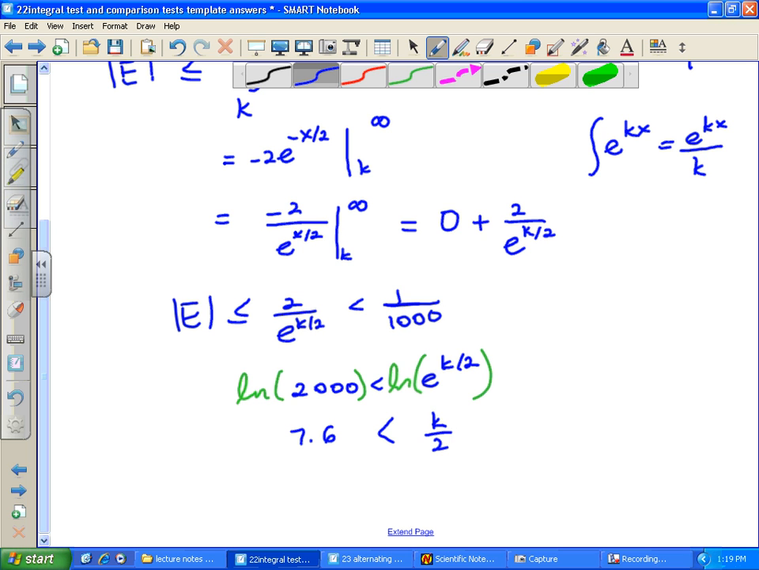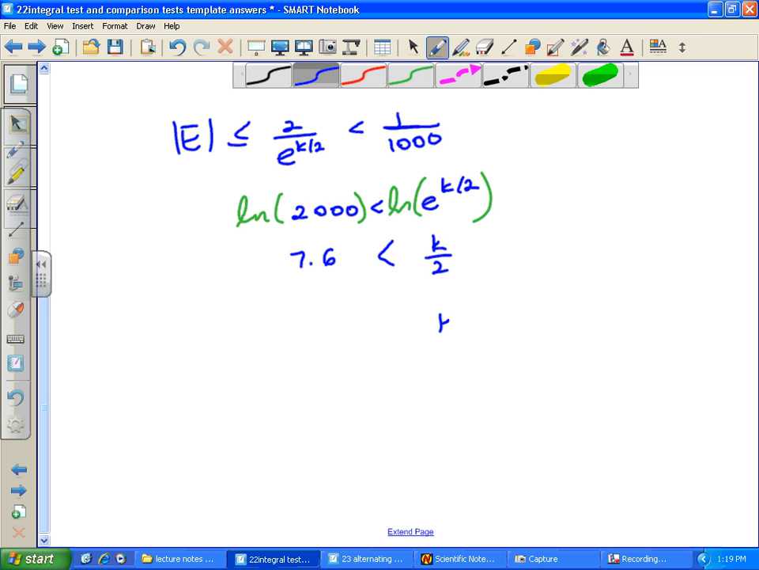So let's finish solving this inequality. That means k should be greater than 7.6 times 2, which is 15.2. At the same time, k is the number of terms, so it should be an integer, right? What is the first integer greater than 15.2? It is 16. So we need to go with 16 terms. K has to be 16.